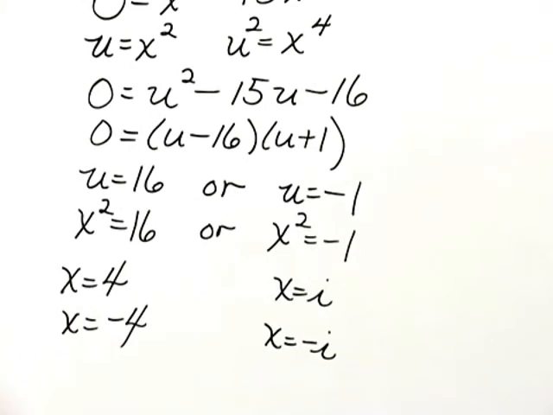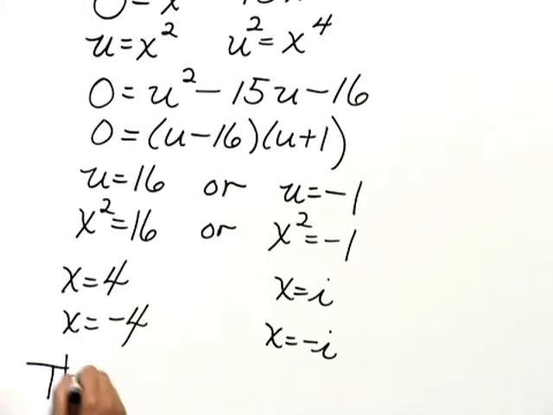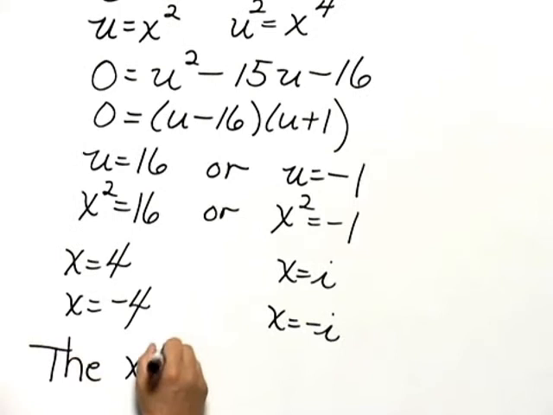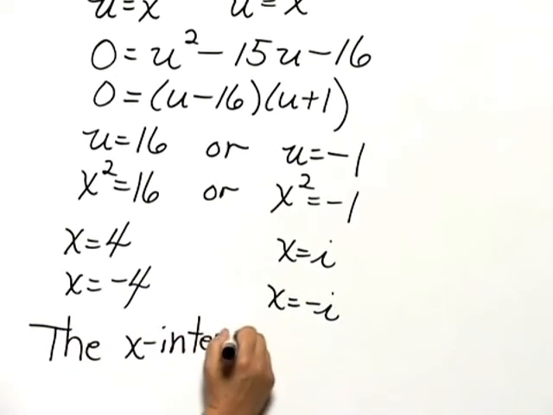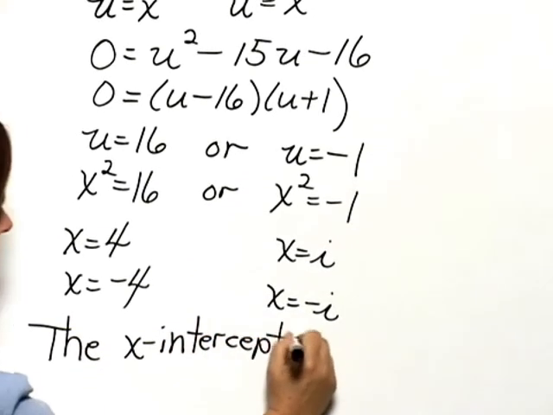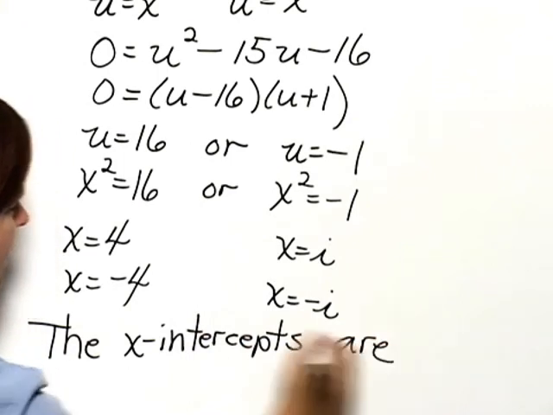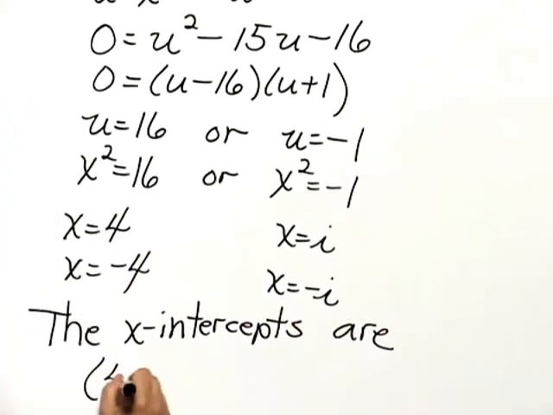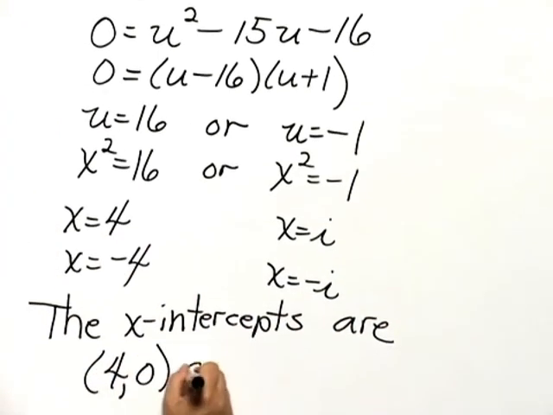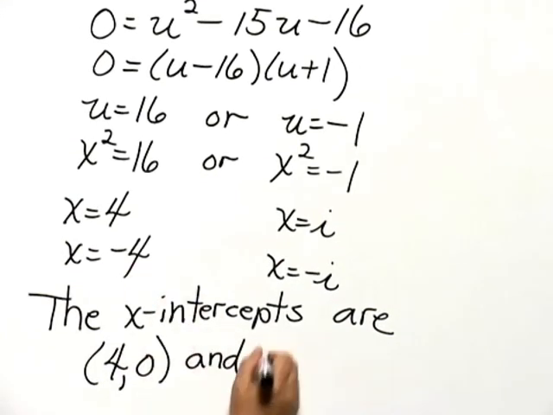We need to write the x-intercepts as ordered pairs, so we can say the x-intercepts of the graph are (4, 0) and (negative 4, 0).